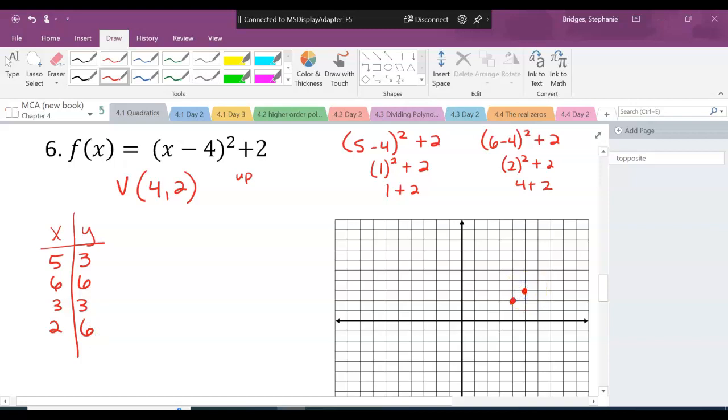5, 3, 6, 6, 3, 3, 2, 6. And that one is opening up as well, like we said, right? We get the idea? All right. If you haven't already, go ahead and do 6 and 7. Pick out your vertex. Choose points directly to the right, directly to the left. Make sure once you finish graphing that it is opening in the direction that it is supposed to open. Tell that just by looking at A.